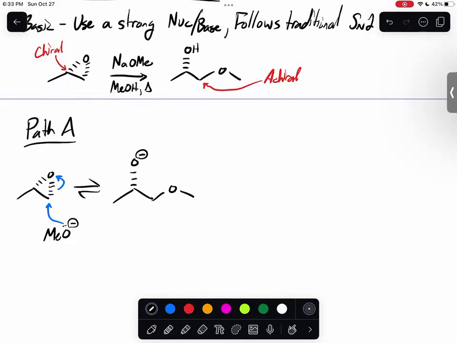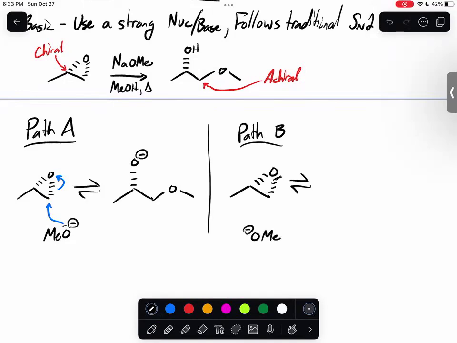Or we could go down path B, right? For path B, we would say that, okay, in this case, what if it attacked the other side? Because technically, the leaving group is the exact same on both sides, right? In this case, the methoxide would attack here and open the epoxide in that direction, right? This would, of course, be an SN2 where you'd invert your stereochemistry and you'd have the O minus right there.